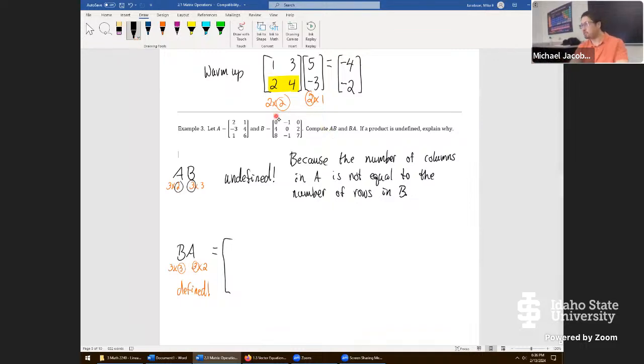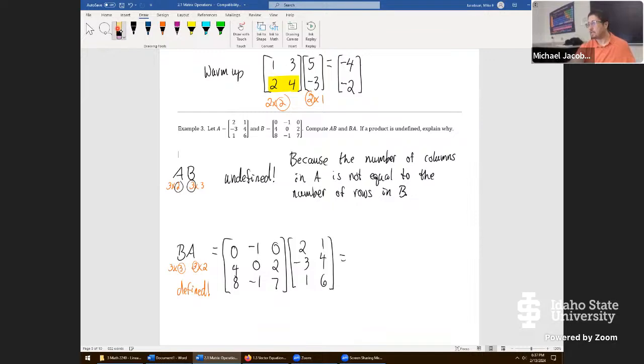So column-wise, B is 0, 4, 8, -1, 0, -1, 0, 2, 7. Matrix A is 2, 3, -1, going column-wise again. Or excuse me, 2, -3, 1. And 1, 4, 6. Let me take that highlighting off temporarily, or actually permanently.